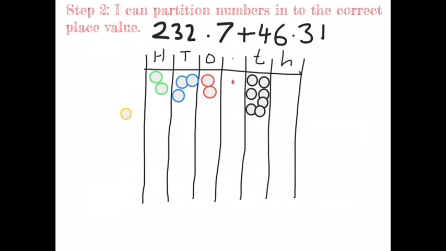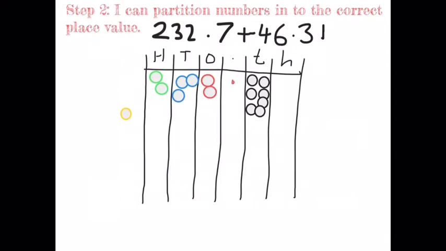And here we've used these black counters to represent the tenths. So we've got 1, 2, 3, 4, 5, 6, 7 there to represent 7 tenths. Here we've got 2 ones, 3 tens, and 2 hundreds. Now what we're going to do is the exact same for this number here, 46.31, and we're going to do it down here underneath.